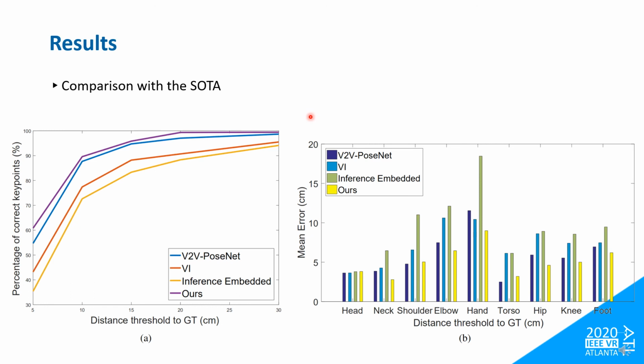We also compare the performance of our methods with other state-of-the-art methods. During the comparison, we use the state-of-the-art 3D human pose estimation methods, including the viewpoint invariant feature-based method, the inference embedded method, and V2V PoseNet. The comparison results are shown in this figure. Our method can achieve the state-of-the-art performance on the ITOP dataset compared with other 3D human pose estimation methods from point clouds.